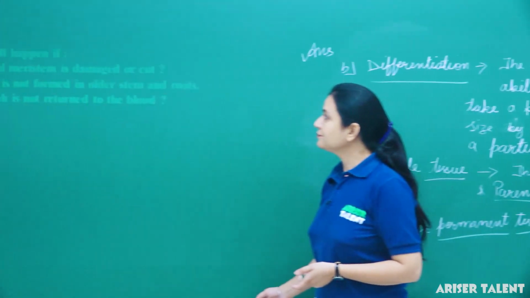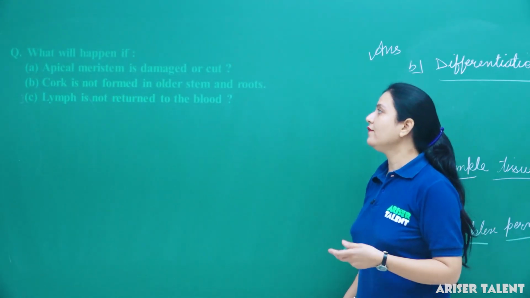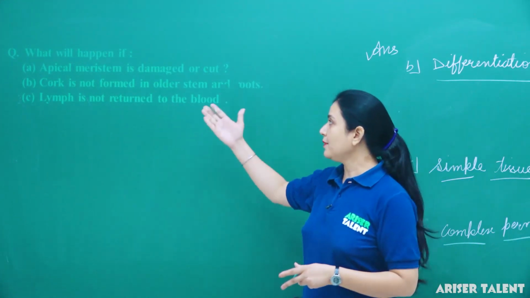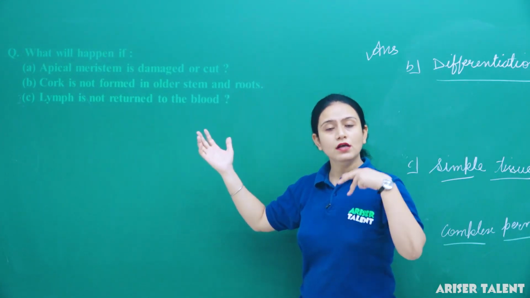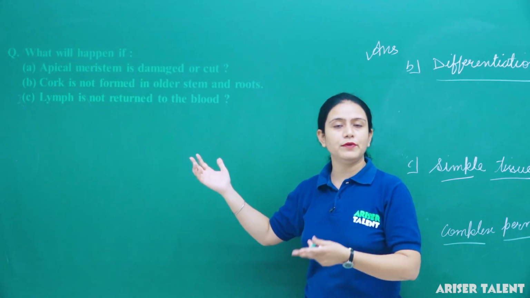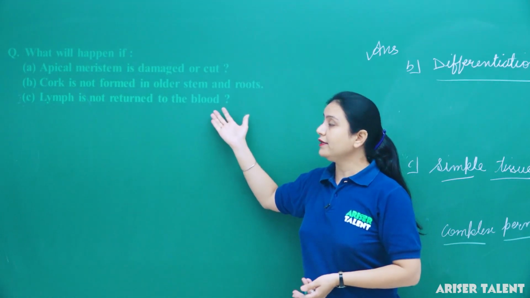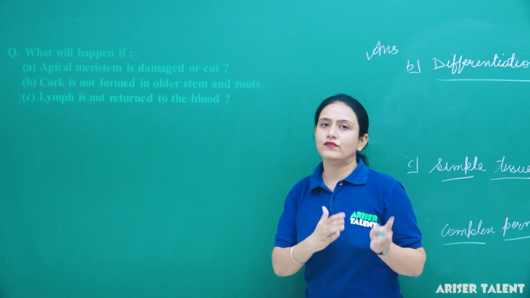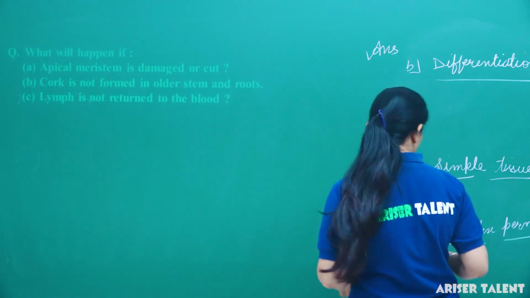Next is, what will happen if apical meristem is damaged or cut? As we all know, apical meristem is responsible for the growth in the length of the plant part. So if the apical meristem is damaged or cut, then it will stop the growth of the length. Clear? So here we go with the answer.